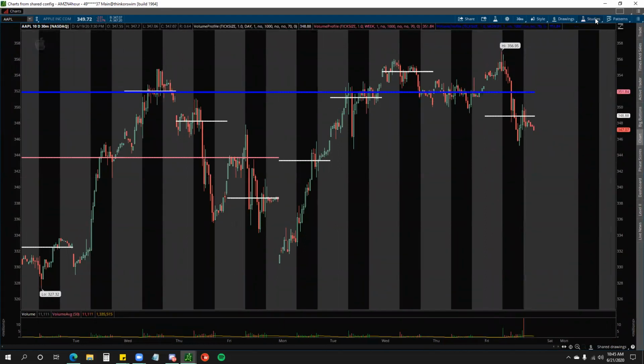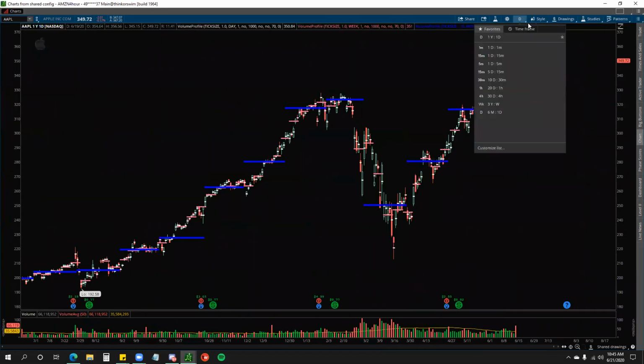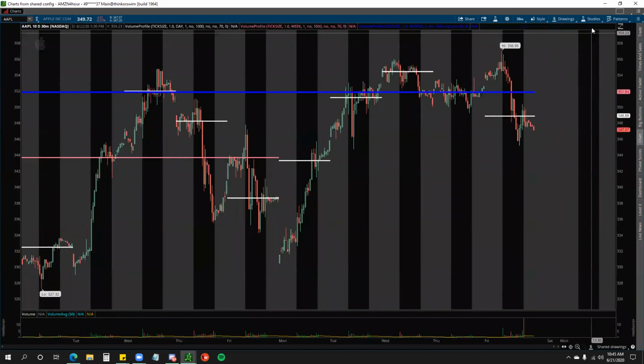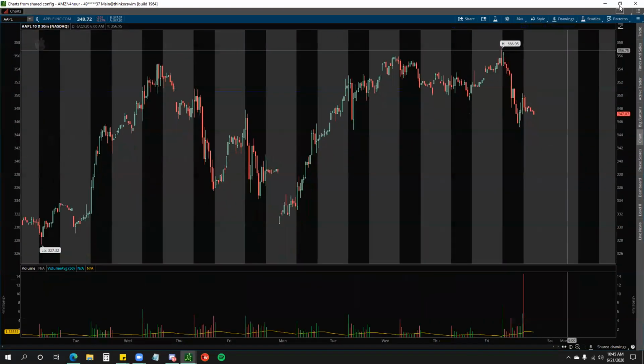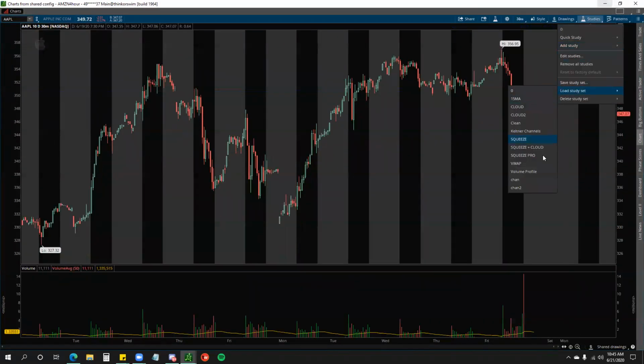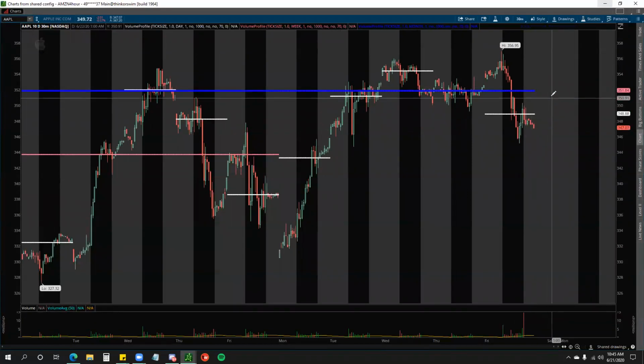What you want to do is go to Studies, click Save Study Set, and name it point of control, whatever you want, and then save. And then from there, guys, when you're just flipping around charts, whatever, you can go to a 30-day, 10-minute, you can go to Studies, you can go to Load Study and pull up that point of control and start to incorporate it into your prep, right?